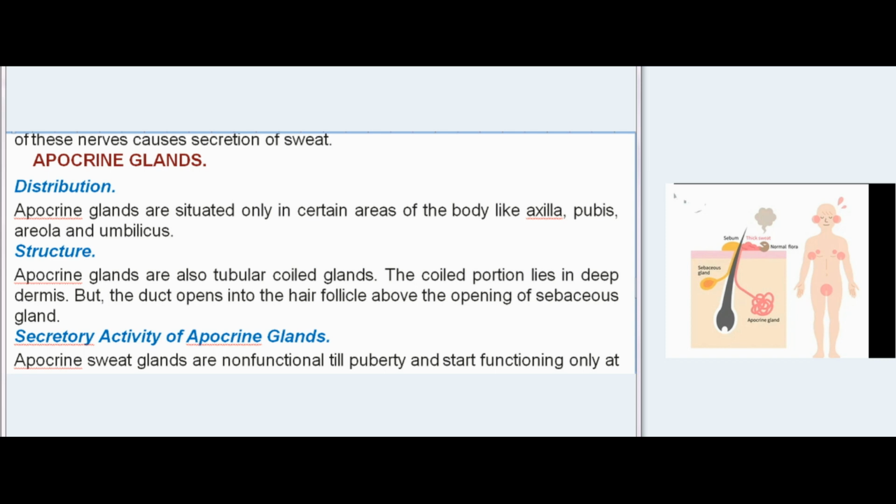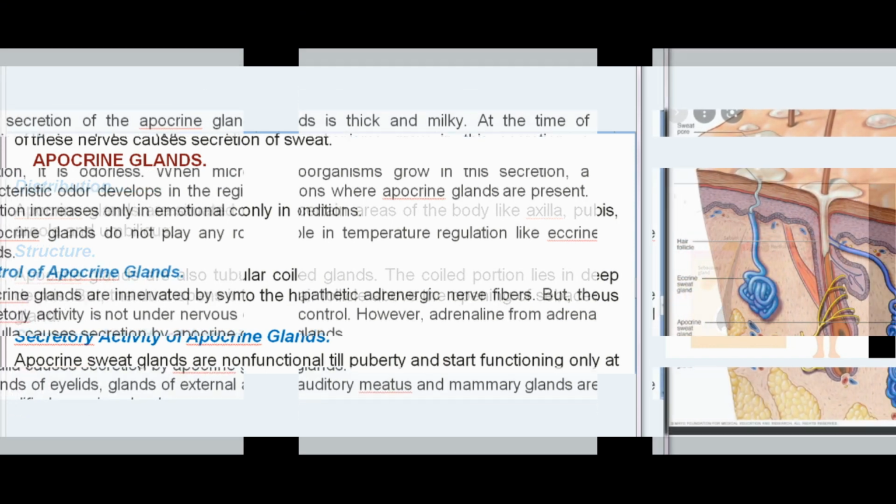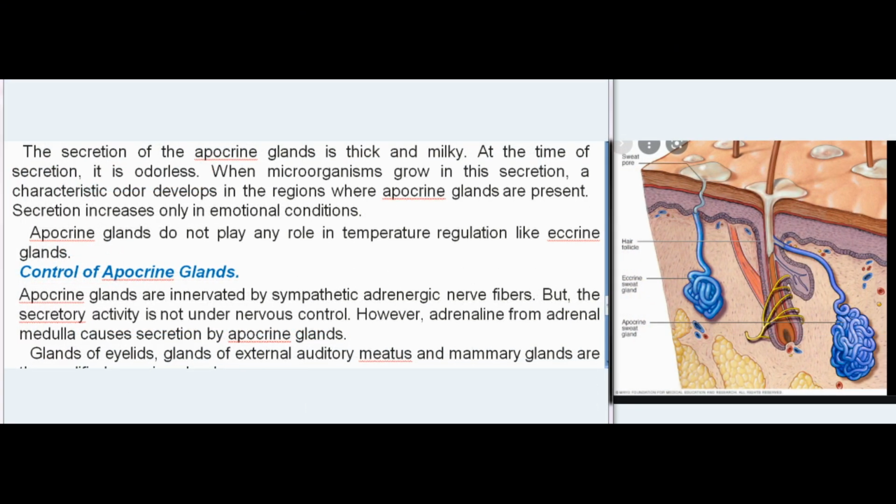Secretory activity of apocrine glands. Apocrine sweat glands are non-functional till puberty and start functioning only at the time of puberty. In old age, the function of these glands gradually declines. The secretion of the apocrine glands is thick and milky. At the time of secretion, it is odorless. When microorganisms grow in the secretion, a characteristic odor develops in the regions where apocrine glands are present. Secretion increases only in emotional conditions. Apocrine glands do not play any role in temperature regulation like eccrine glands.